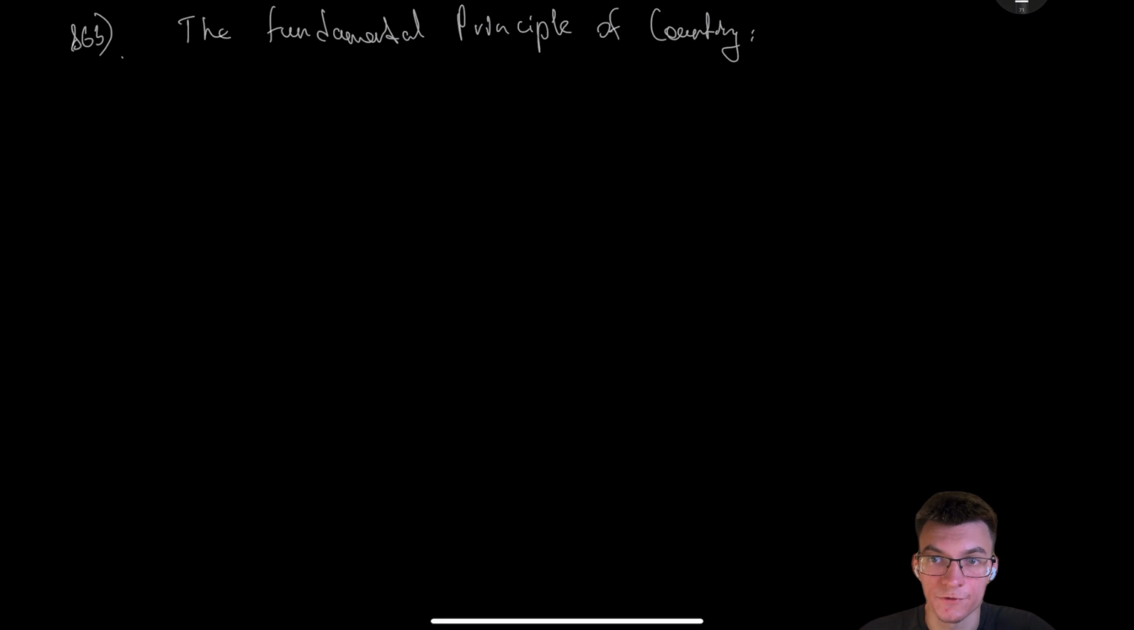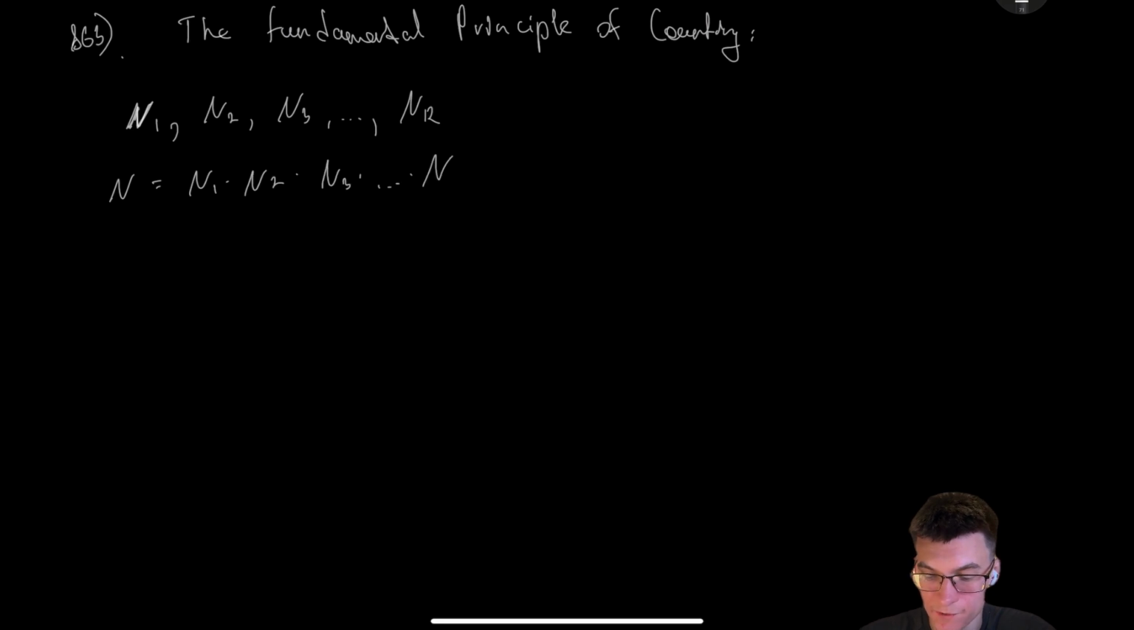The fundamental principle of counting states that if we can do one thing in n1 possible ways, and the second thing we can do in n2 possible ways, and so on until nr, then we can accomplish all r things in a sequence in n1 times n2 times n3 times ... times nr ways. So this is essentially the total number of ways in which you can accomplish the final result. In our given example, it will be the ice cream.